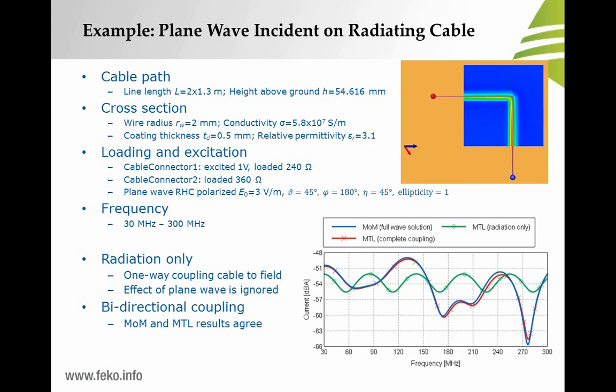Now, if you look at the results at the bottom right, you will see that if we considered the cable to be radiating only, it actually meant that we didn't consider the coupling from the environment, which in this case would be the ground plane and the plane wave to the cable, but only the radiation as a result of the cable being excited by its source. And you would see the green line as the result there. If we do consider the plane wave incident on the cable, you will see that the result matches much more closely to that of the actual full wave solution, which in this case was done by the method of moments.